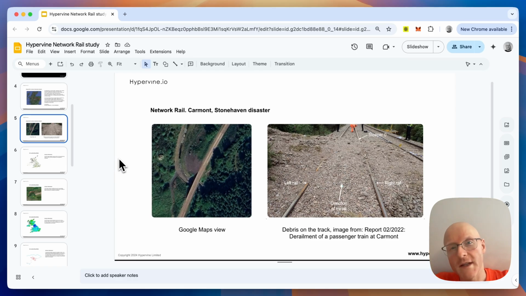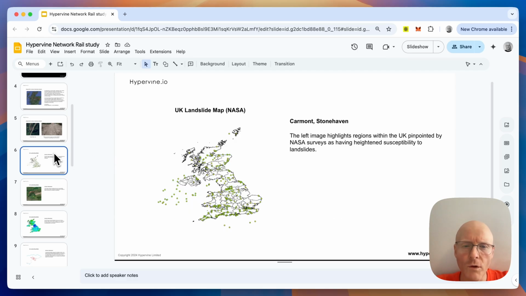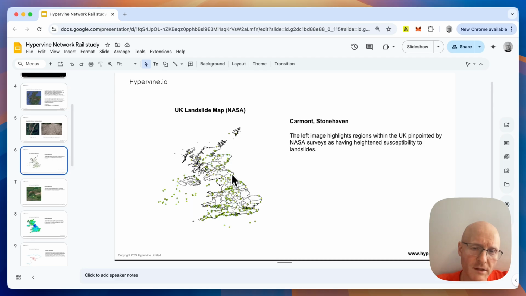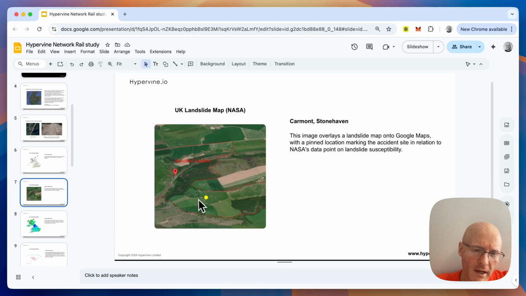And so what we did is we did a case study on this after the accident, and what we found is that where this accident had happened over here, it was actually within a landslide zone, as created by NASA at that point. So you can see this is NASA's point here, and this red line indicates the coverage of that, and it's actually well within a landslide zone. And then we've got our railway going right past here.